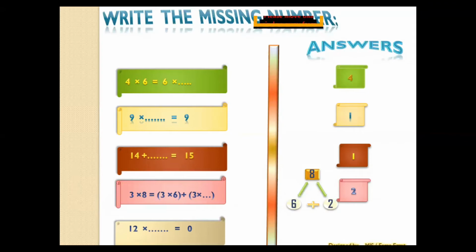The last example here, what number can we multiply by 12 to get 0? Do you remember, when you multiply 0 by any number, the product is always 0. So the missing number here is 0.